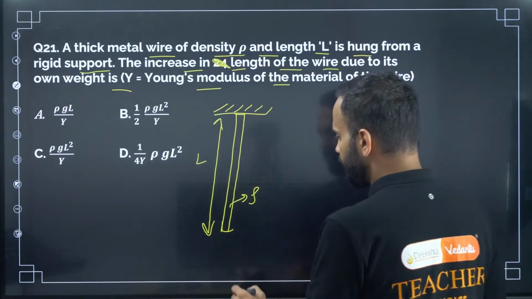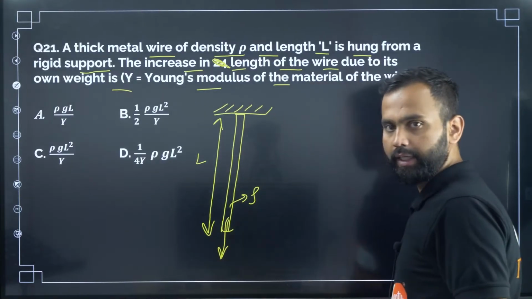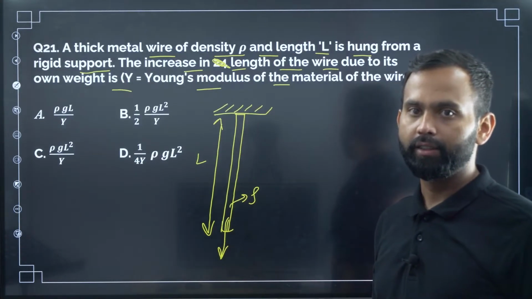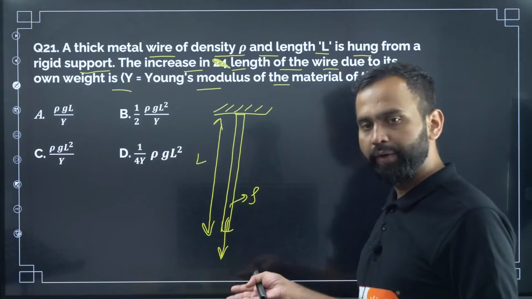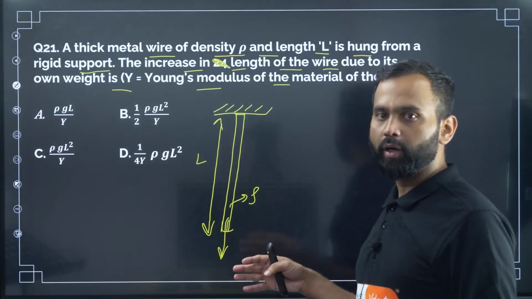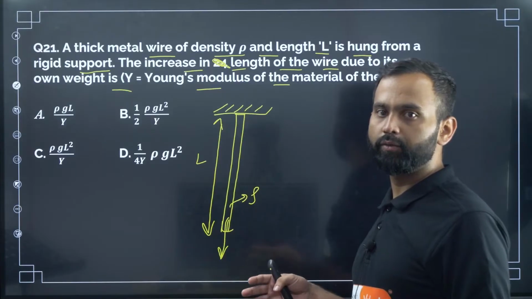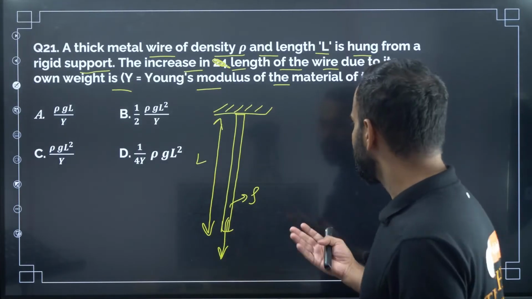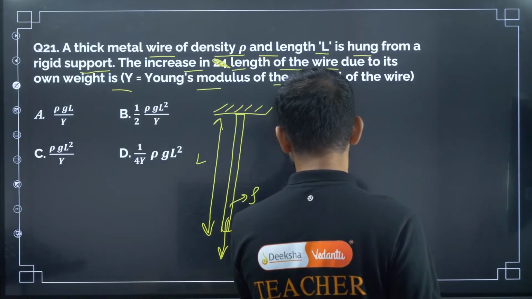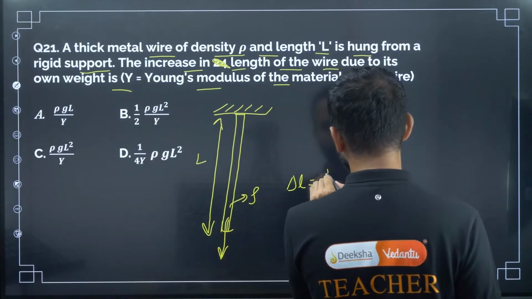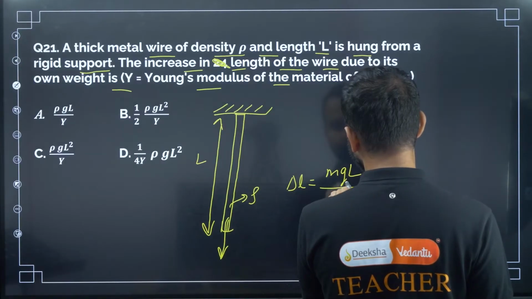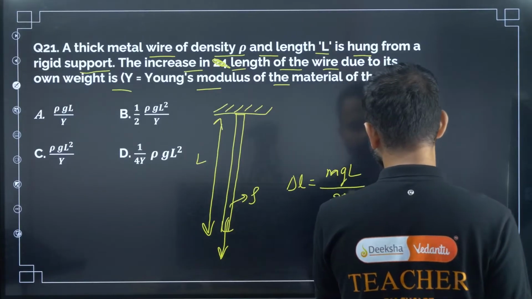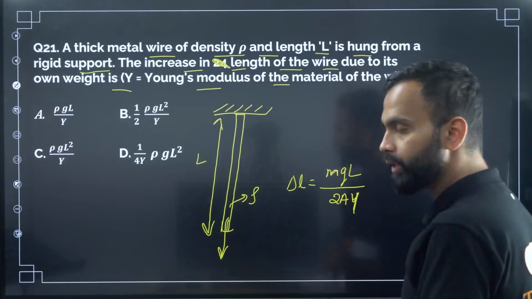Here the weight is in the downward direction. Due to its own weight, the length increases, right? So weight is the gravitational force. So apply gravitational force, then work done equals F into dx. Then you have to integrate, and from that you will get the answer. The increase in length delta L equals mgL divided by 2AY.